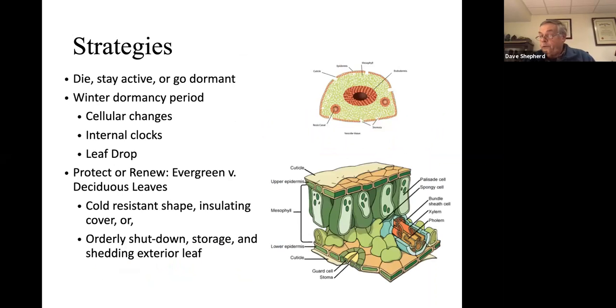So what's a green plant to do? Well, it has basically three choices. It can die after renewing a seed bank, which is what your annuals and to some extent biennials do. It can stay active, and at the more southern regions of a temperate zone, that might not be a bad strategy, since you might not dip below freezing that much. Or the tree can go dormant.